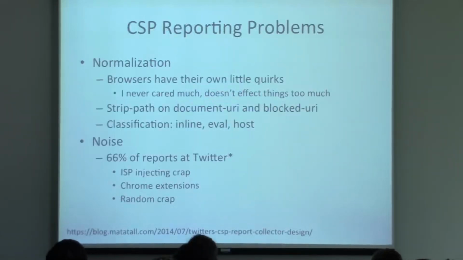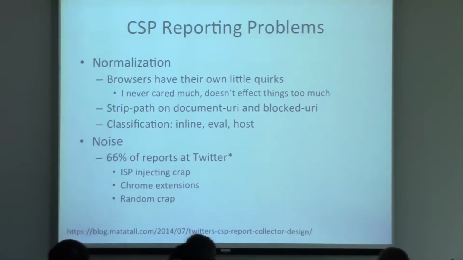Some other problems with CSP reporting: normalization. A lot of browsers have their own little quirks. They're really not that bad though. Sometimes they might just have an extra field or something. It didn't really seem too bad. One thing that's helpful with normalization is on the document URI and blocked URI, sometimes they'll have paths and they're really not too important. Usually you're just interested in the domain. So usually on Caspr anyways, those get stripped down.